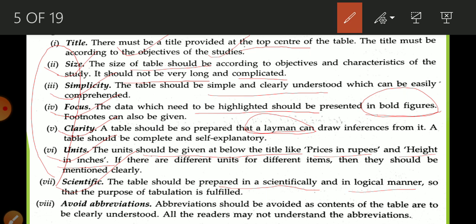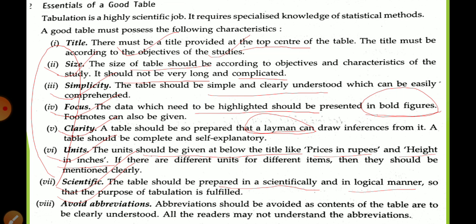Now avoid abbreviations. Abbreviations should not be used. If you are using them, write their detail in a footnote. So these are the essentials of a table. If you are formulating a table, tabulating information, it must have these things.